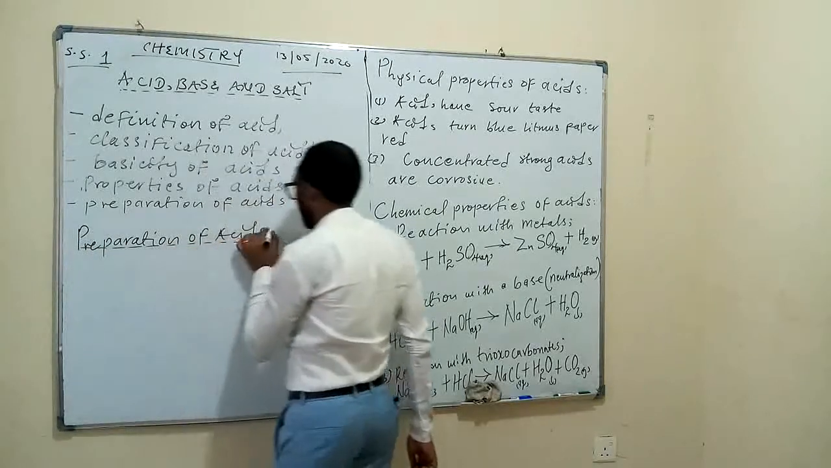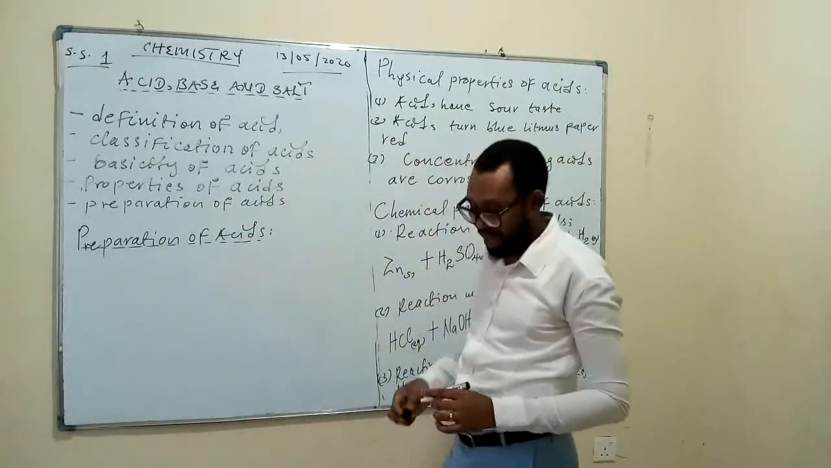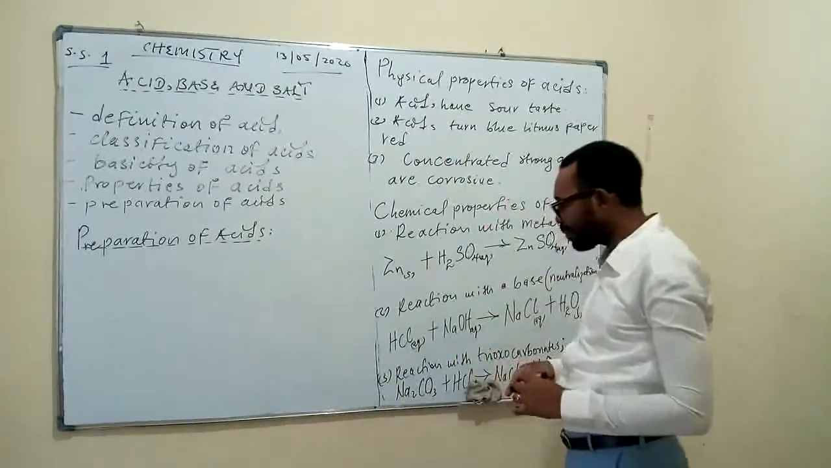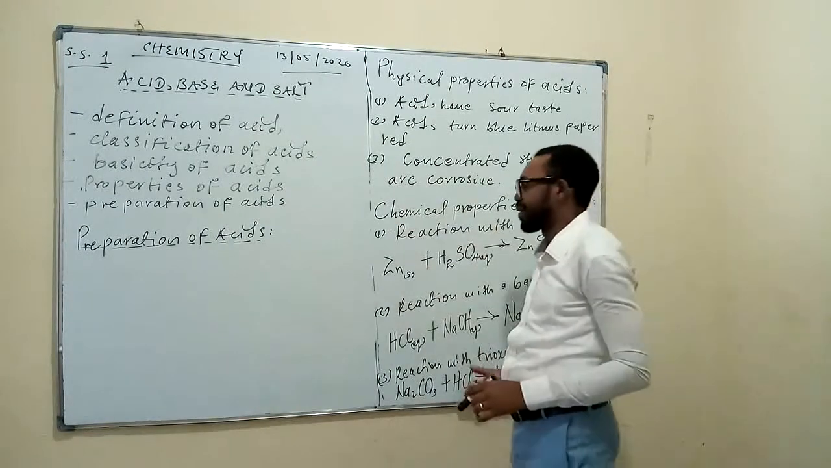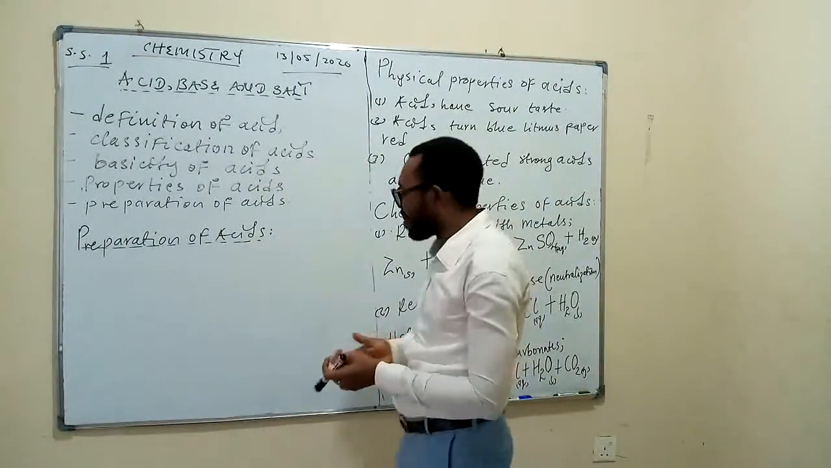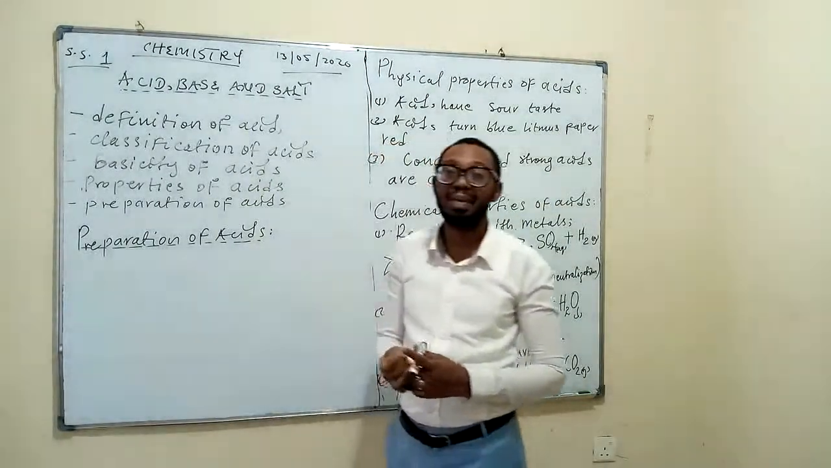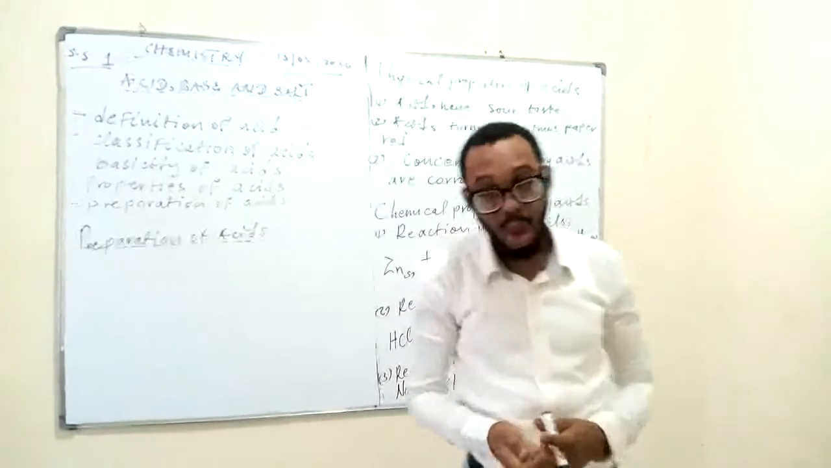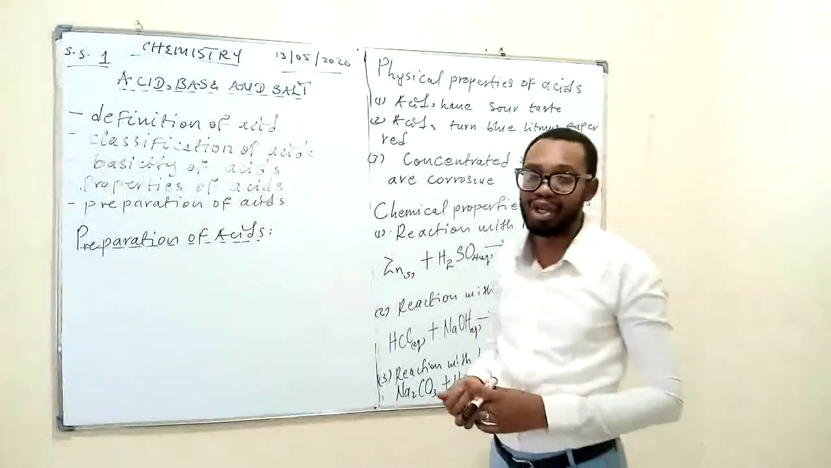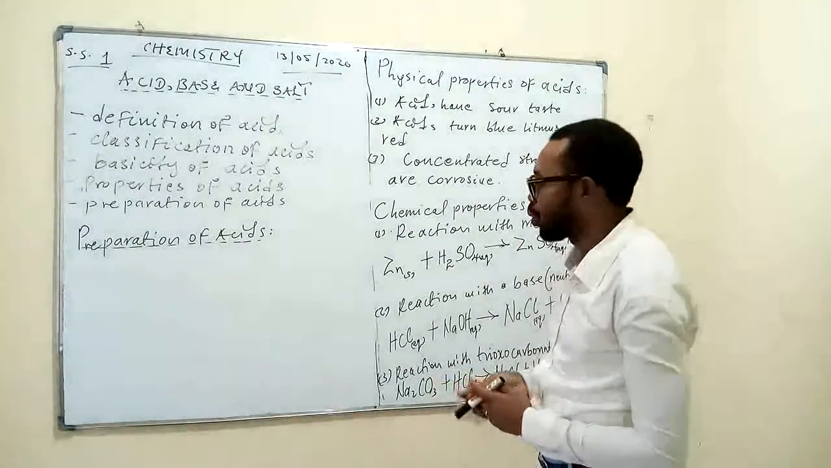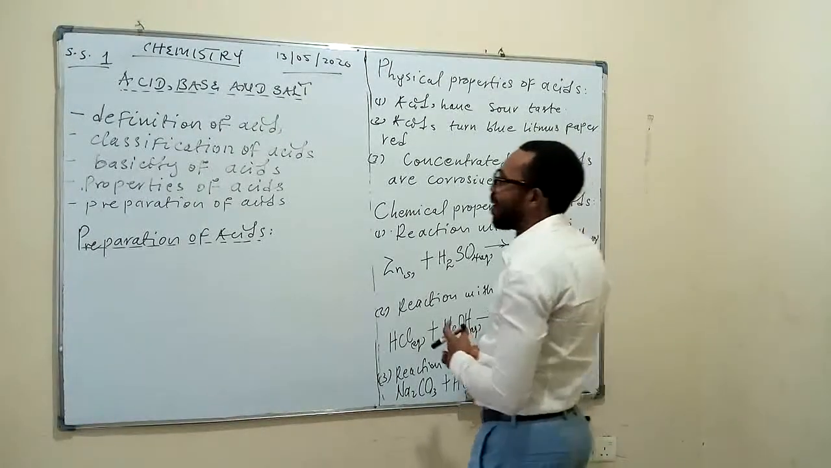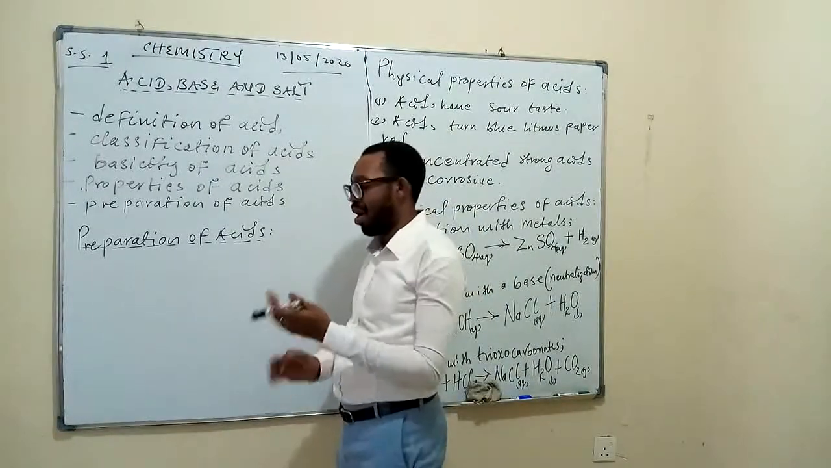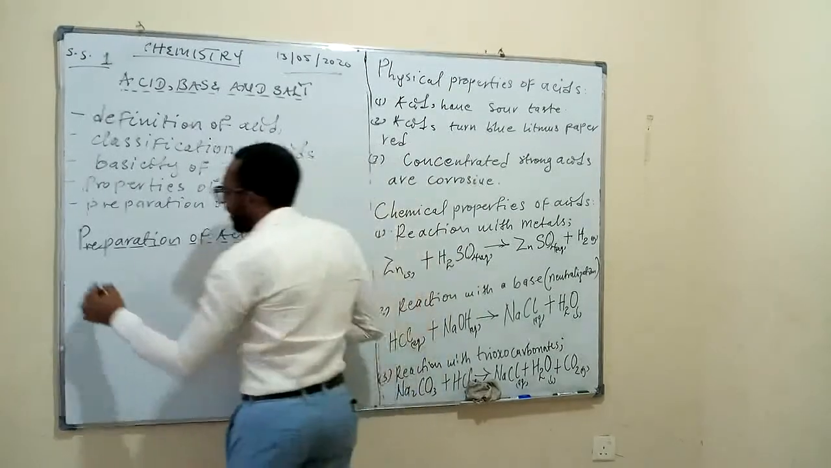How do you prepare an acid? An acid, first of all, can be prepared by the simplest method in preparing acid, which is what we call direct combination of the constituent elements.